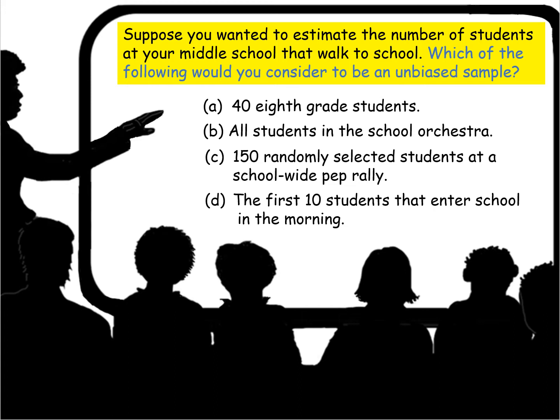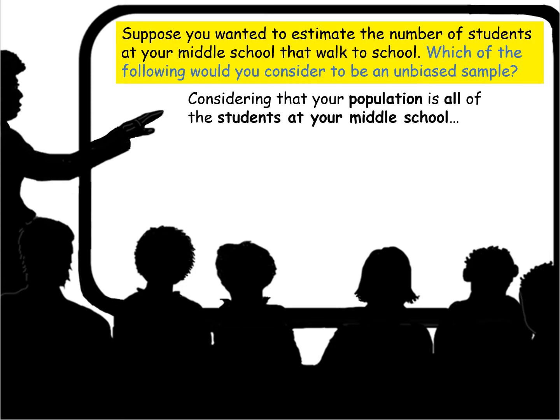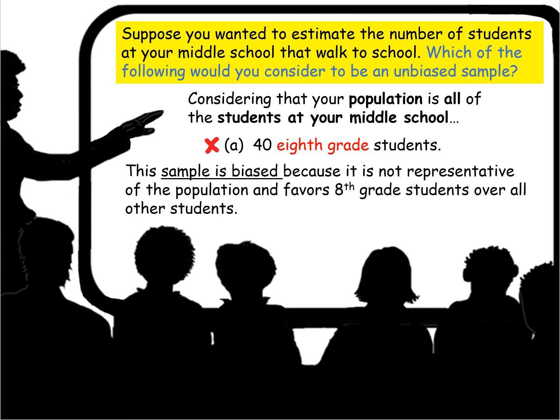Let's look at each of these choices separately. Considering that your population is all the students at your middle school, 40 8th grade students would not be representative. It's a biased sample because it's not representative of the population as a whole, and it favors 8th grade students over all other students.